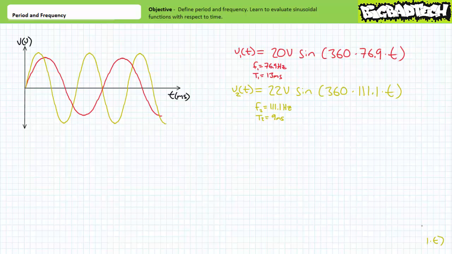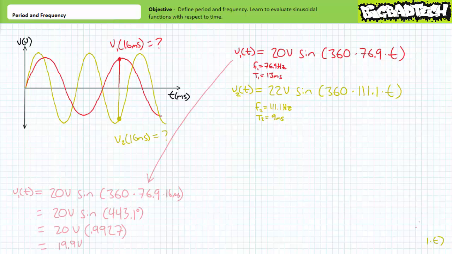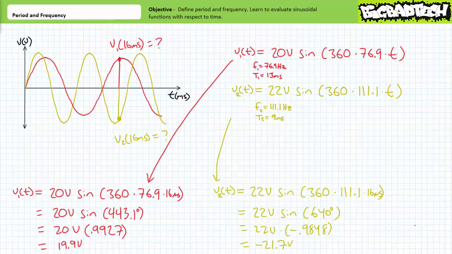It makes sense. Since we've got both expressions right in front of us, we should be able to solve for voltage at specific times. Let's say we're interested in the voltage differential between the red and yellow waveform at 16 milliseconds. Substituting a time of 16 milliseconds into each equation results in the red waveform having a value of approximately positive 19.9 volts, and the yellow waveform having a value of approximately negative 21.7 volts.